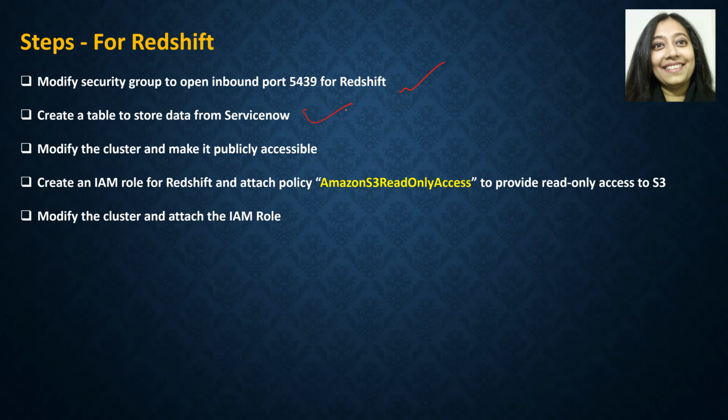The next step is to modify our cluster and make it publicly accessible. By default, Redshift is only accessible from within its VPC. So if any other service needs to talk with it, or it needs to talk with any other service that's outside of the VPC, then you need to make it publicly accessible. If you don't do this, then you will get a 502 error, or a bad gateway. So that's why it becomes very important to make this publicly accessible.